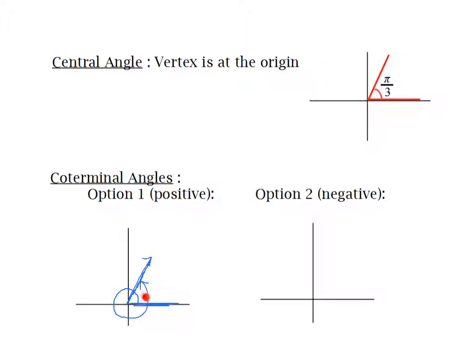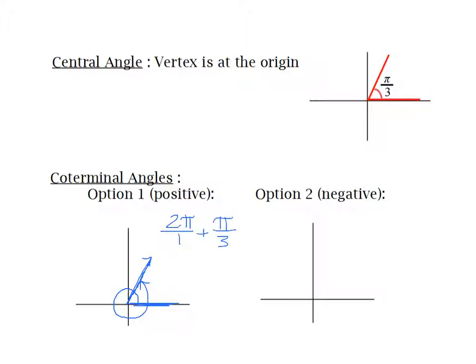Now, I know that this much is pi over 3. How much is the rest of this? Well, remember, all the way around is 2 pi. It looks like I've gone 2 pi plus another pi over 3. Now, what would that add up to? You can maybe do that in your head, but you basically are getting a common denominator.